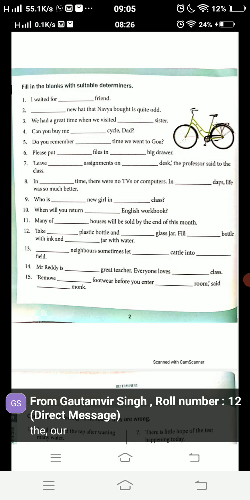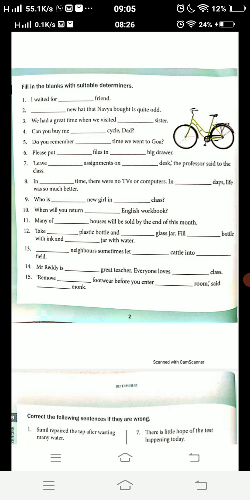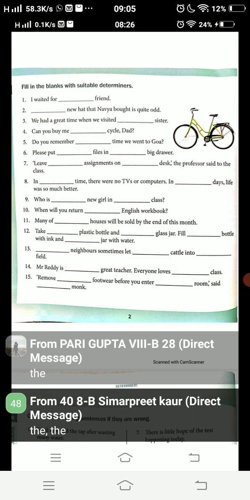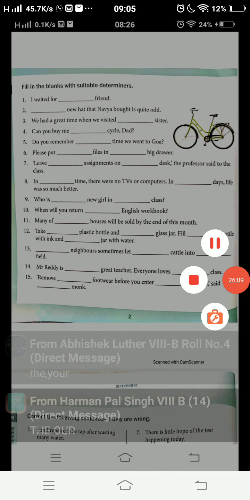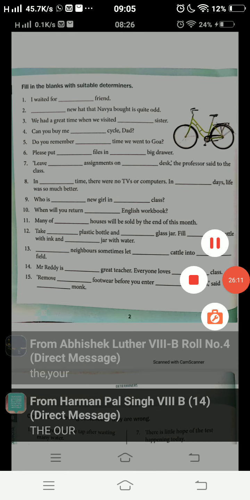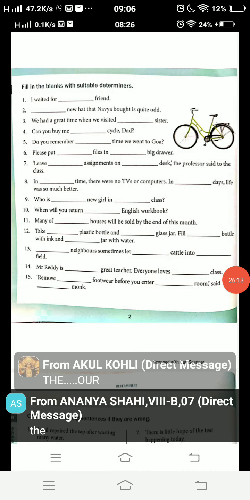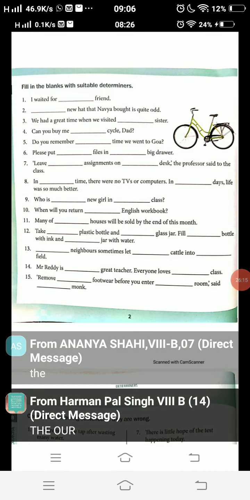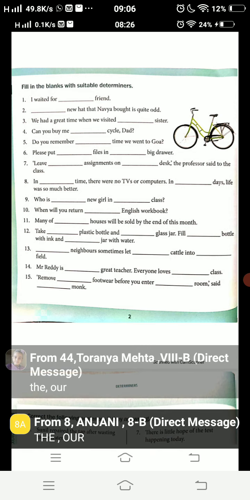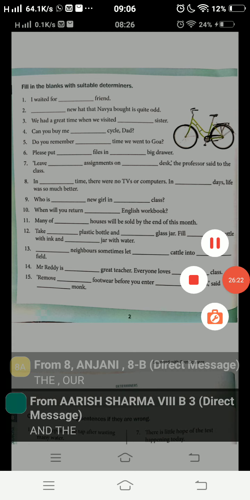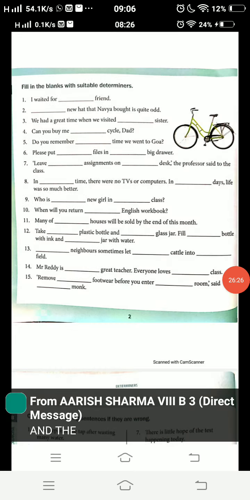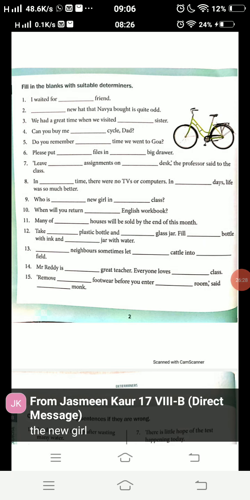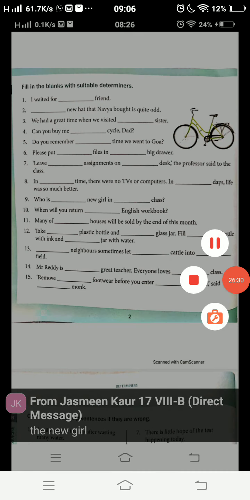Now, ninth: who is dash new girl in dash class? Yes, very good. Simarpreet, good. Abhishek, good. Harman, good. Akul, Ananya, same students. Others also give a response. Tanya, Anjani, other students also respond. Yes. Who is the new girl in the class?